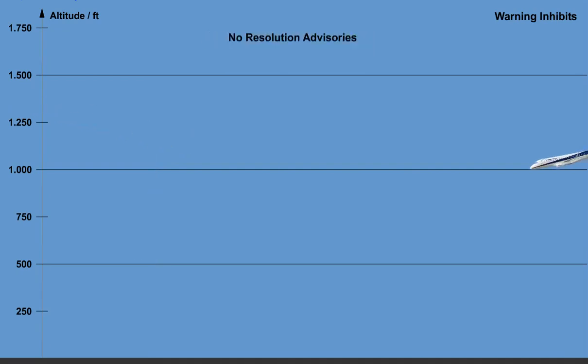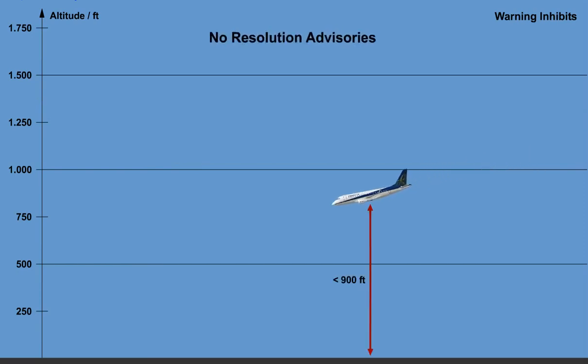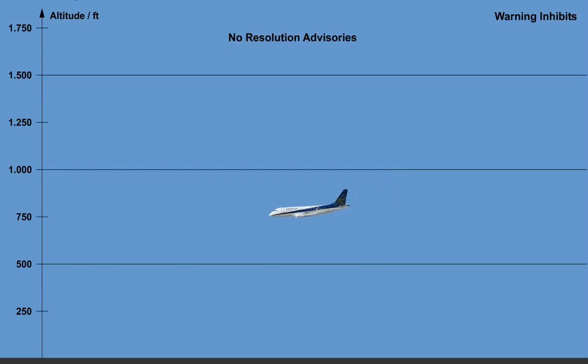No resolution advisories are issued at altitudes less than 900 feet when the aircraft is descending, or at altitudes less than 1,000 feet when the aircraft is climbing. No traffic advisories are issued when the intruder altitude is less than 380 feet. No oral advisories are issued at altitudes less than 400 feet when the aircraft is descending, and for altitudes less than 600 feet when the aircraft is climbing.